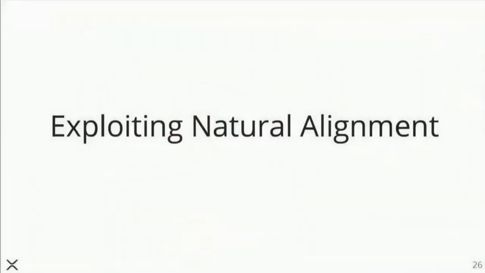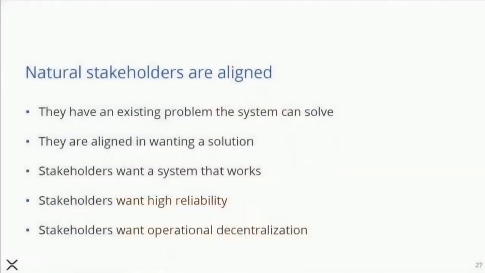Natural stakeholders, the pitch is that there wouldn't be intermediaries. I guess we'll settle for low fees, but that's not the promise, right? So what's the alternative? The alternative is to exploit natural alignment. What that means is natural stakeholders are already aligned. They have an existing problem the system can solve. They all want it to be solved. They all want it cheap. They all want operational decentralization. All the natural stakeholders are aligned on just wanting to reach agreement on equally good ways to make forward progress.